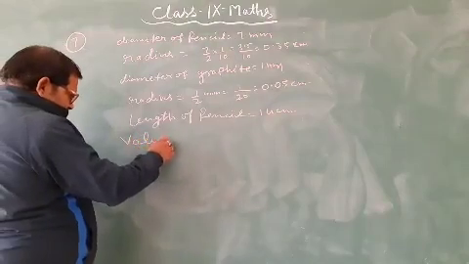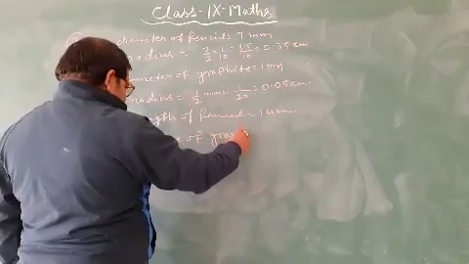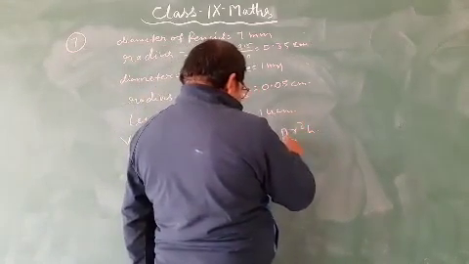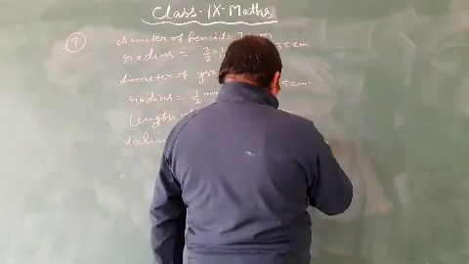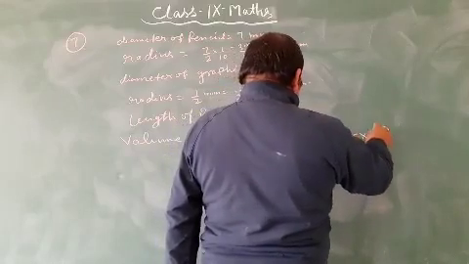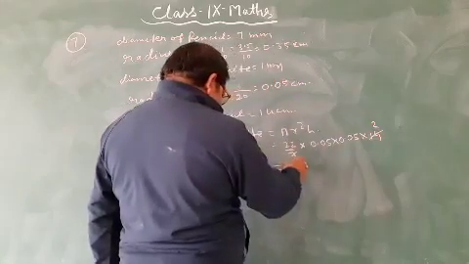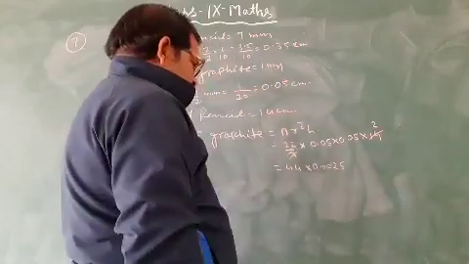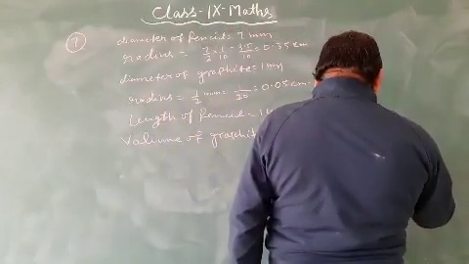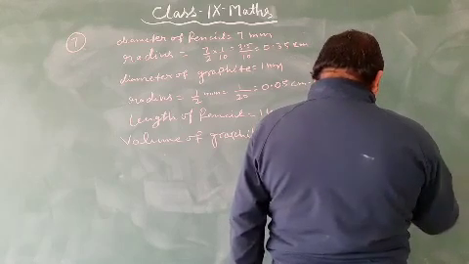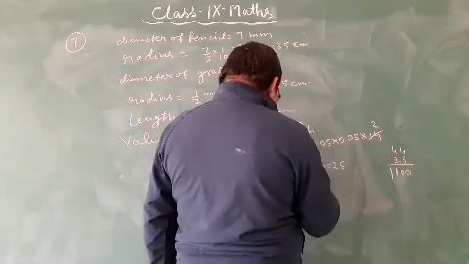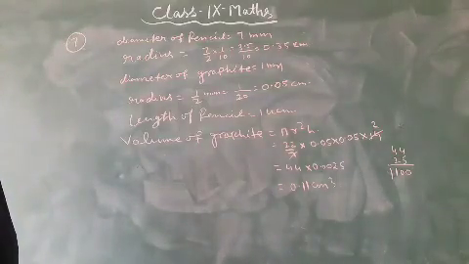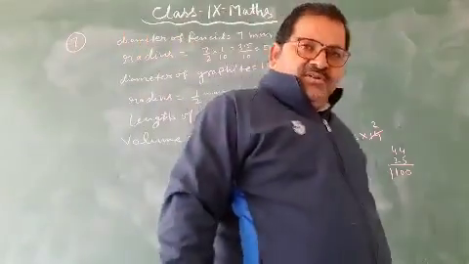So the volume of graphite is equal to pi r square h, 22 by 7 into 0.05 square into 14, which gives 0.11 centimeter cube. 0.11 centimeter cube is the volume of graphite.